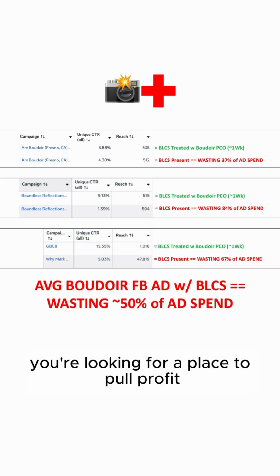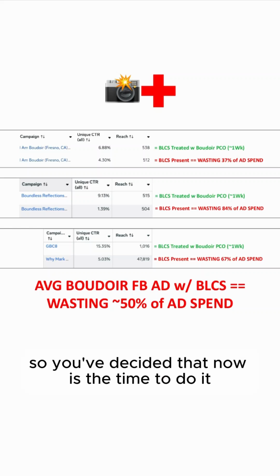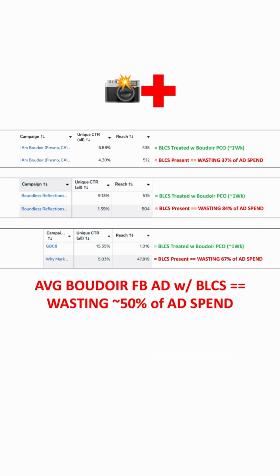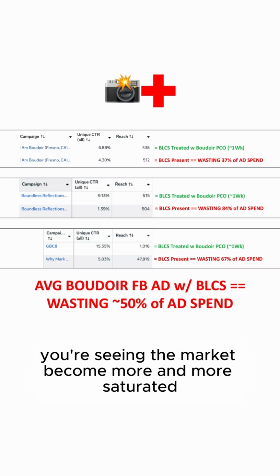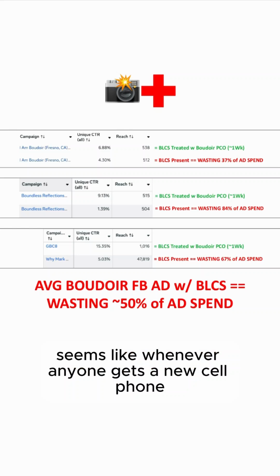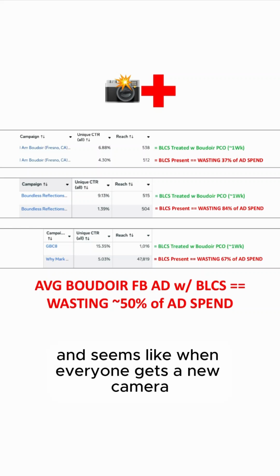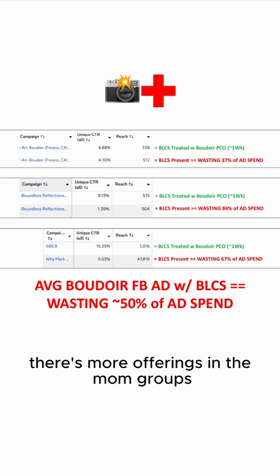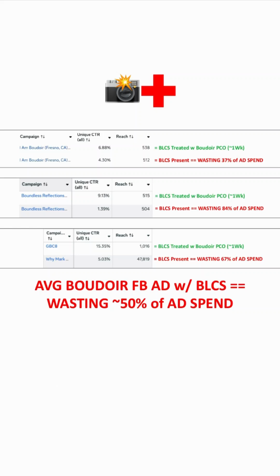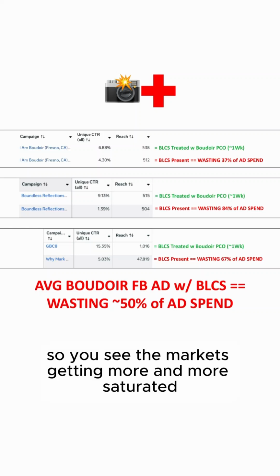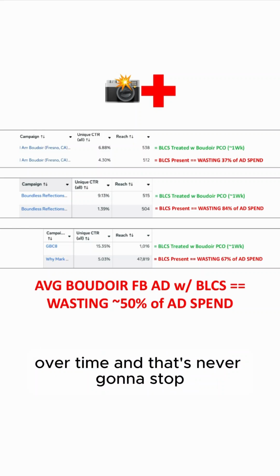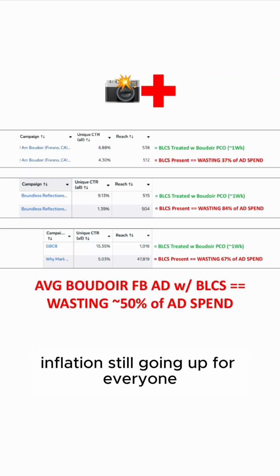And you're looking for a place to pull profit out of your business. So you've decided that now is the time to do it for your Facebook ads. Since you're looking around, you're seeing the market become more and more saturated. Seems like whenever anyone gets a new cell phone, there's a new Google My Business profile saying they offer Boudoir. And when everyone gets a new camera, there's more offerings in the mom groups for Boudoir sessions. So you see the market's getting more and more saturated over time, and that's never going to stop. And you see inflation still going up for everyone.